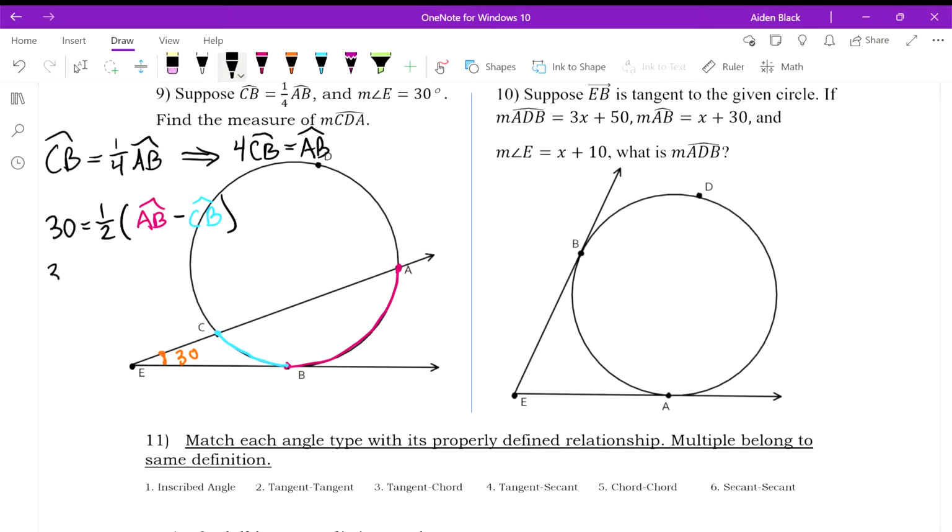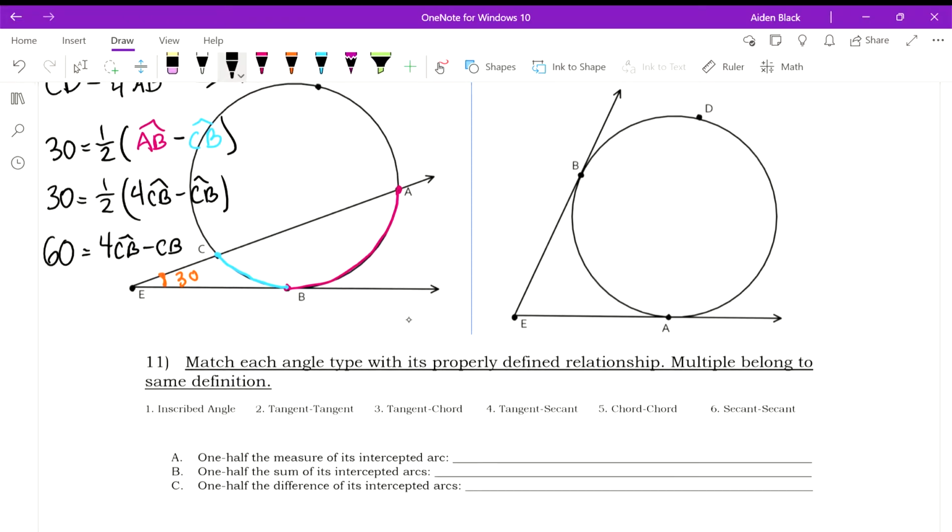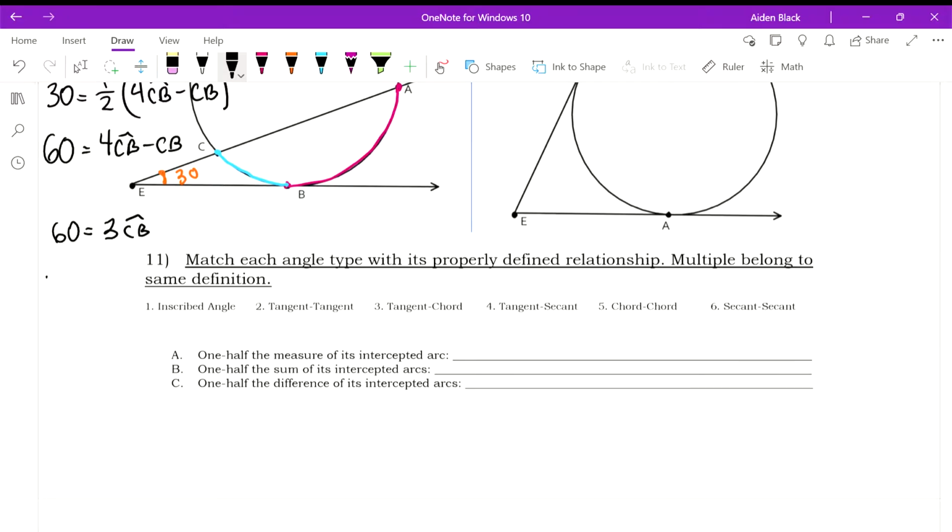So we can replace that. 30 is equal to 1/2 4CB minus CB. Now to make this easier, we can multiply both sides by 2, just like we did in the previous question. 60 is equal to 4CB minus CB. So 60 is equal to 3CB. Divide both sides by 3, and you get that CB equals 20.